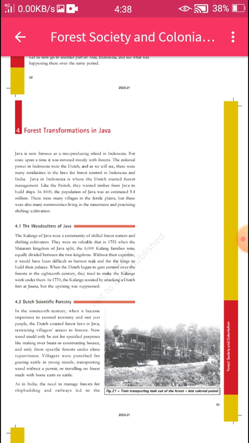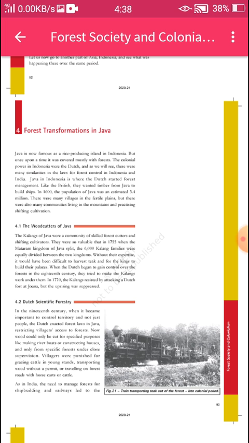In India, the British started the construction of railways, using sleepers, that is wood or timber, for the construction of the railways. But the Dutch government needed this timber for building ships.